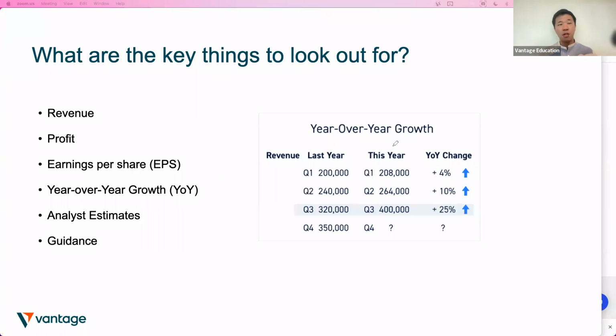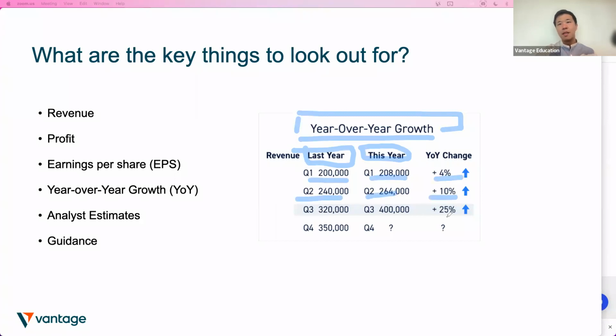I'm trying to explain how long-term traders use this, right? So year-on-year growth, this thing over here, you want to measure last year versus this year. Last year in Q1, this was how we were performing. We were gaining 4%. Q2, 10%. Q3, 25%, and how we expect Q4. So if you look at the performance over here, we naturally realize that year on year, the company is growing, is performing better. Why do we use quarter by quarter, right?